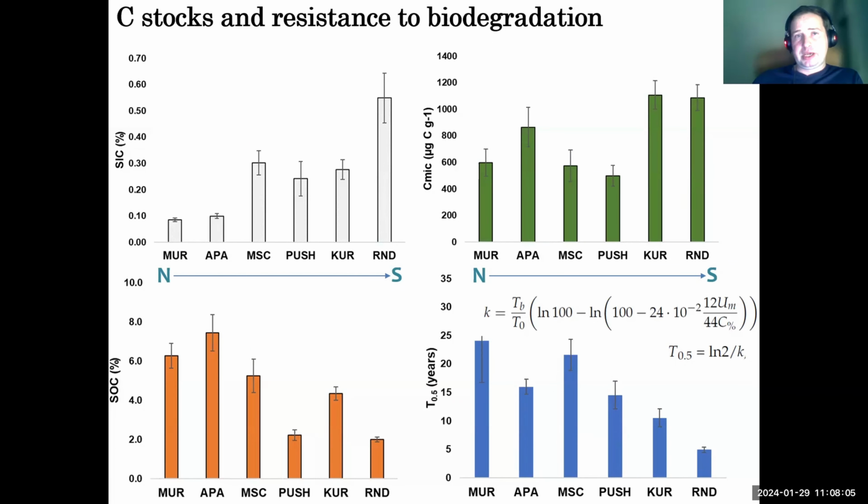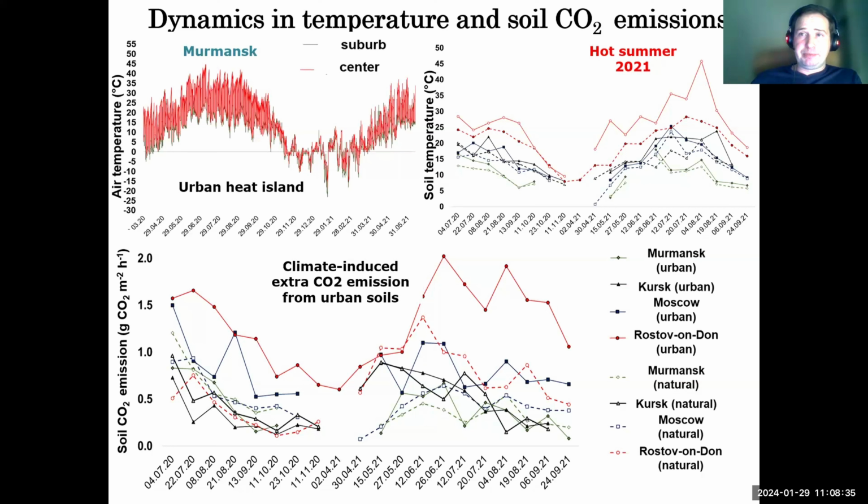You see that inorganic carbon was going up from north to south, whereas organic carbon and also half-life time went down. So in the most southern conditions, where the natural soils are chernozems, which are really rich in carbon, in cities you can expect the lowest stocks due to low resistance to biodegradation and to climate change. We also compared two summers, 2020 and 2021. 2021 was considerably hotter, and we also saw a peak in soil emission. So there was a very strong relationship.